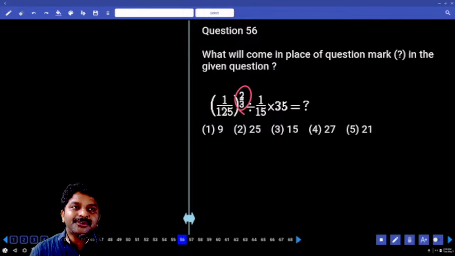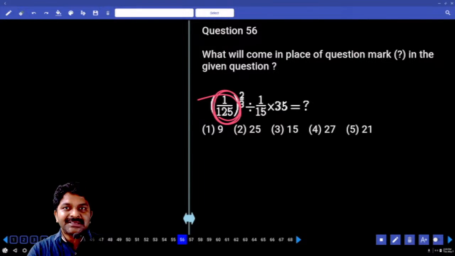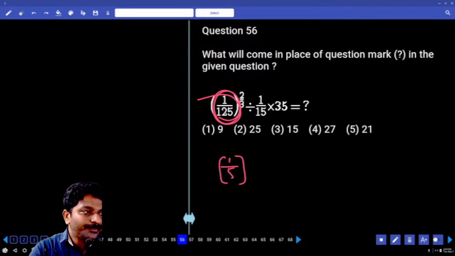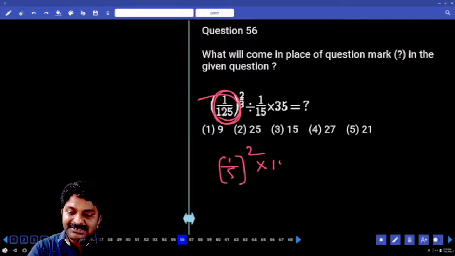To the power of 2 by 3. What is the denominator? Denominator 3. Denominator exponent, I am talking about only exponent. So identify your base value. This is base only, as some number to the power of 3. 1 by 125 can be written as 1 by 5 whole cube to the power of 2 by 3, in the sense 1 by 5 whole square divided by 1 by 15 can be written as into 15 into 35.